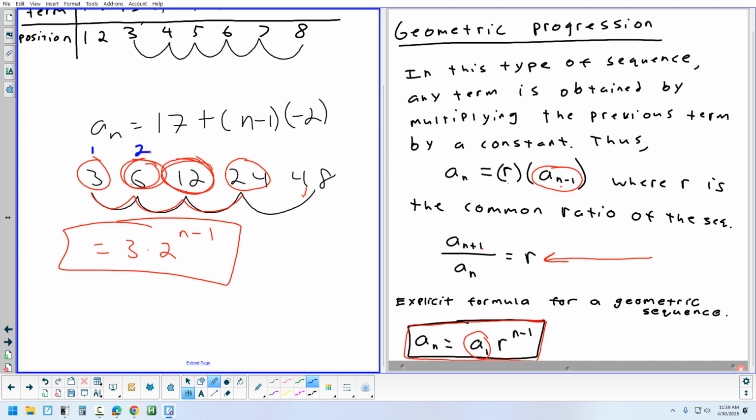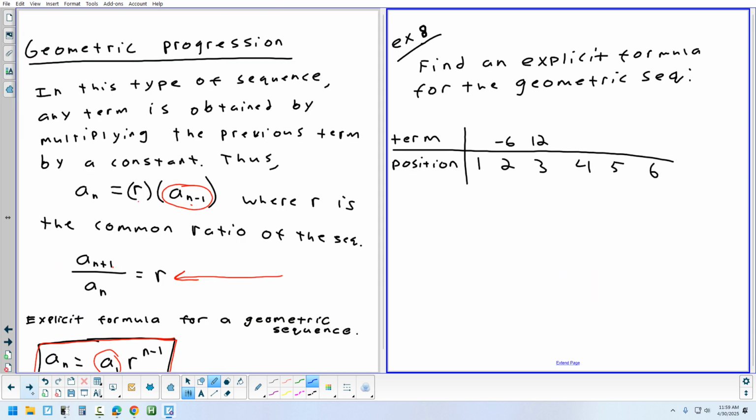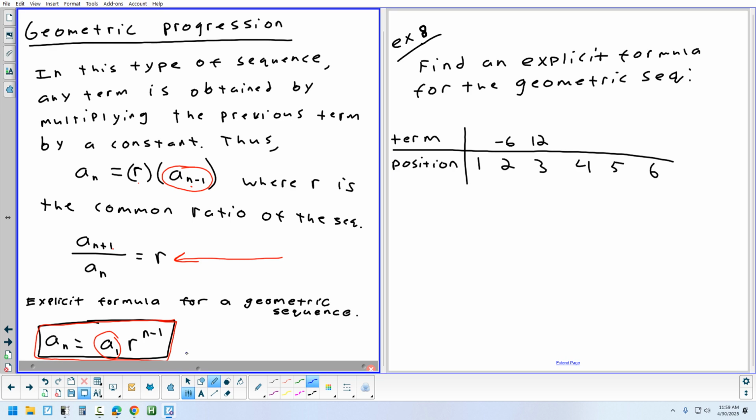Let's try it for 4. If I fill in 4, what's 4 minus 1? 3. What's 2 to the third power? 8. And what's 8 times 3? There you go. 24. So this formula will automatically calculate any term you want to know. Let's try one more of those, and that's it.